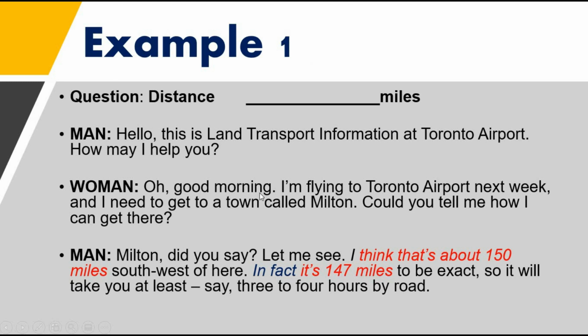So look at this. So, hello, this is Land Transport Information at Toronto Airport. How may I help you? Oh, good morning. I'm flying to Toronto Airport next week and I need to get to a town called Milton. Could you tell me how I can get there? Milton, did you say? Let me see. I think that's about 150 miles southwest of here. In fact, it's 147 miles to be exact. So it will take you at least, say, 3 to 4 hours by road.